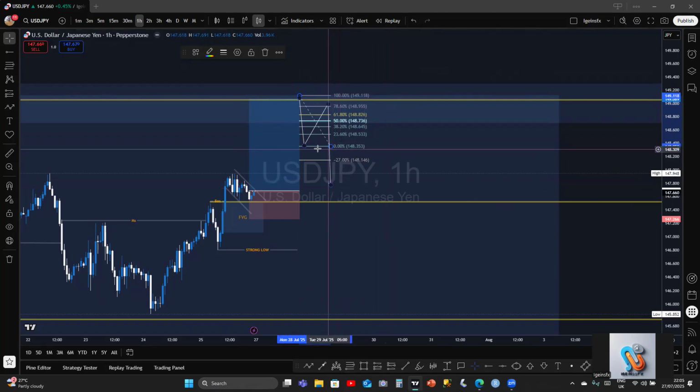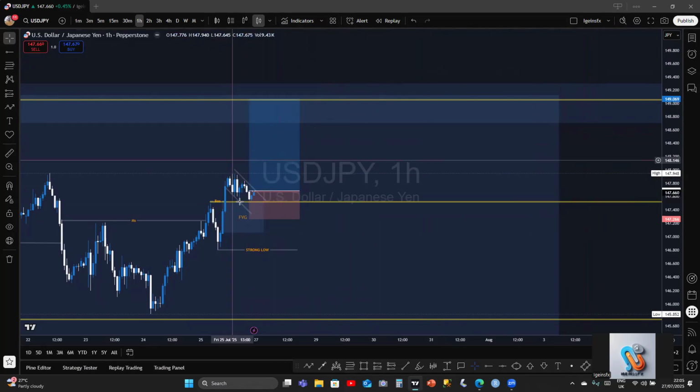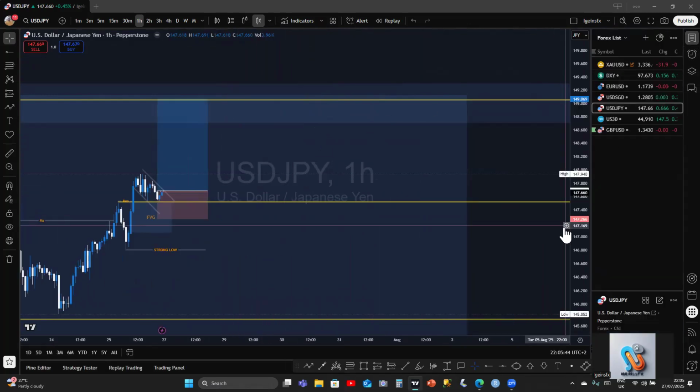Once that is done, you just plot your fib here and wait for price to come into this level. Once it comes into this level, you wait for a rejection. As it's coming down, you enter. All right? It's as simple as that. So that is that for UJ. We are bullish. And this is the first opportunity, guys.